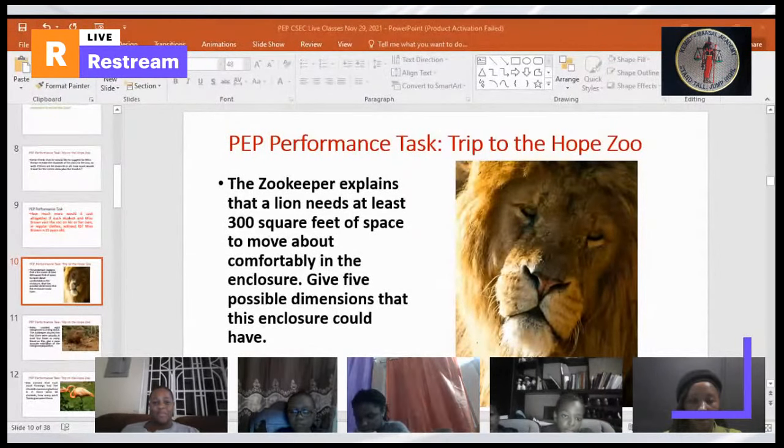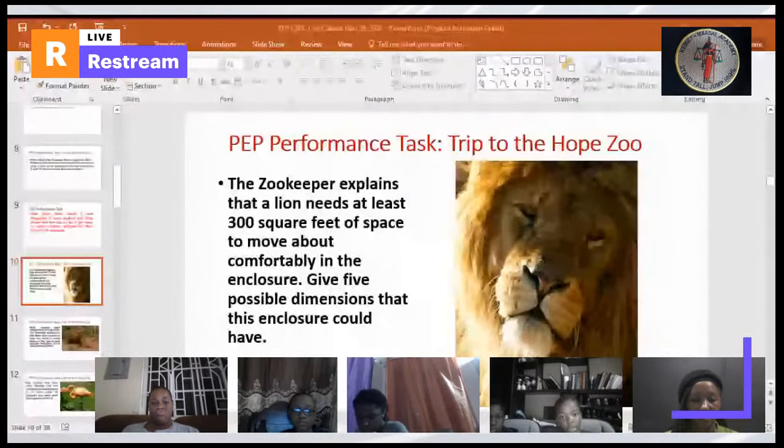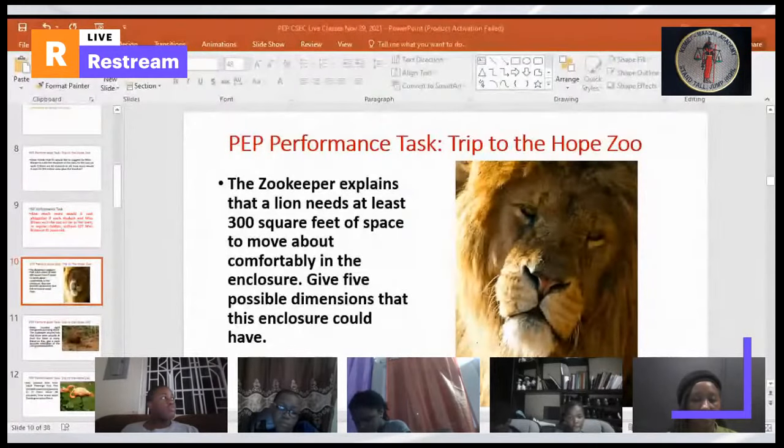PEP performance task. Trip to the Hope Zoo. The zookeeper explains that a lion needs at least 300 square feet of space to move about comfortably in the enclosure. Give 5 possible dimensions that this enclosure could have.